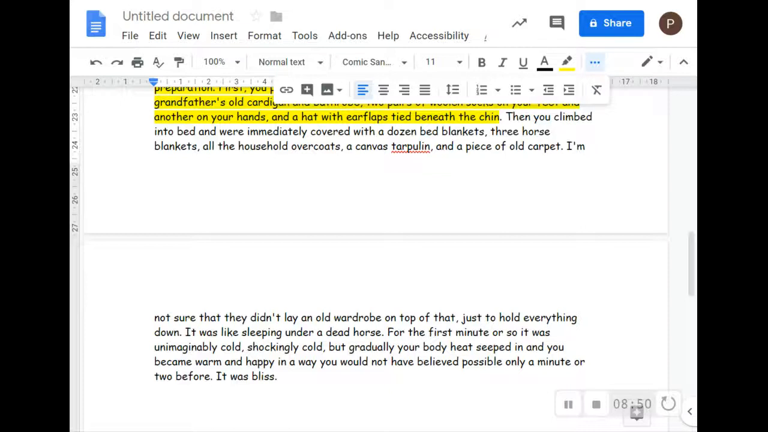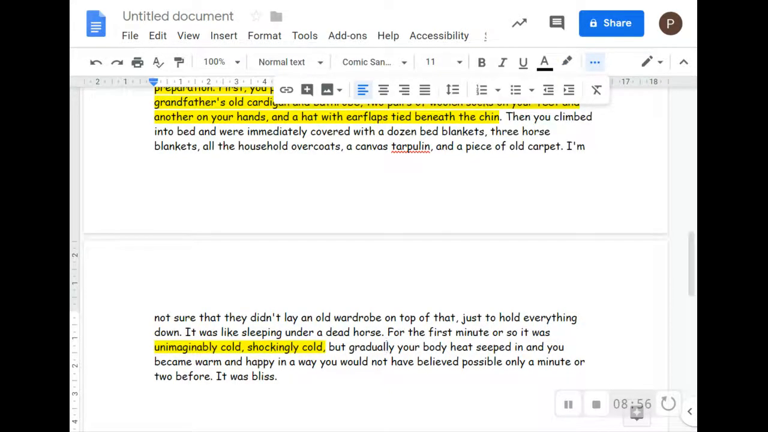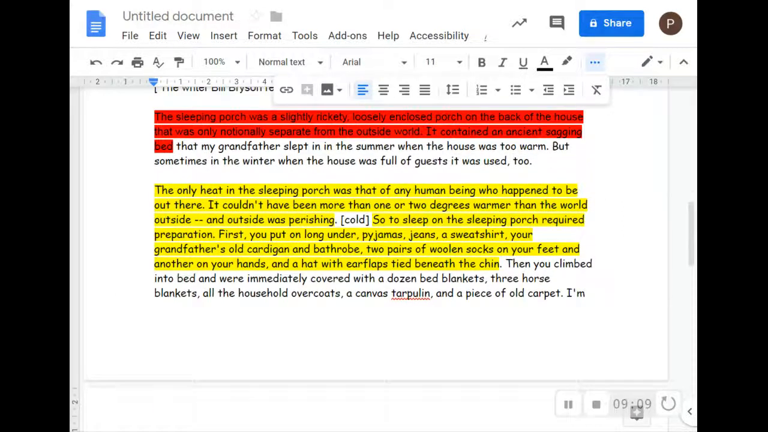For the first minute or so, it was unimaginably cold, shockingly cold. But gradually, your body heat seeped in, and you became warm and happy in a way you would not have believed possible only a minute or two before. It was bliss. Very, very happy. Okay.